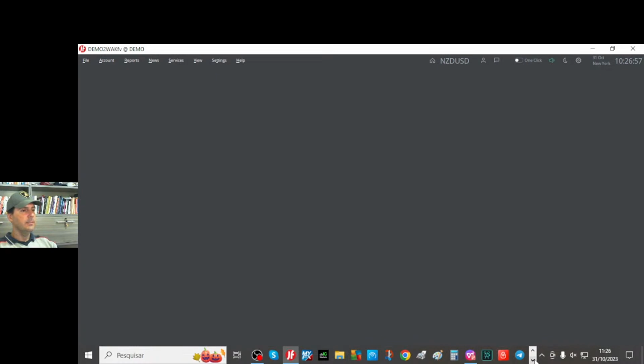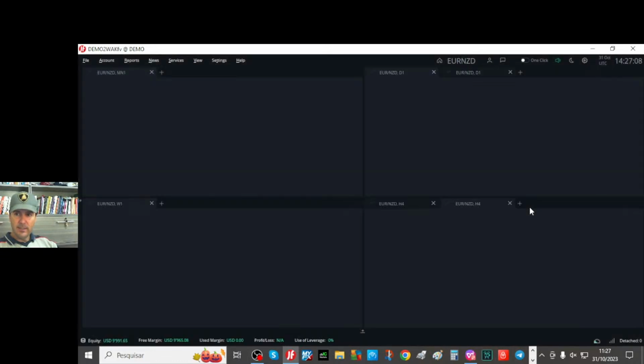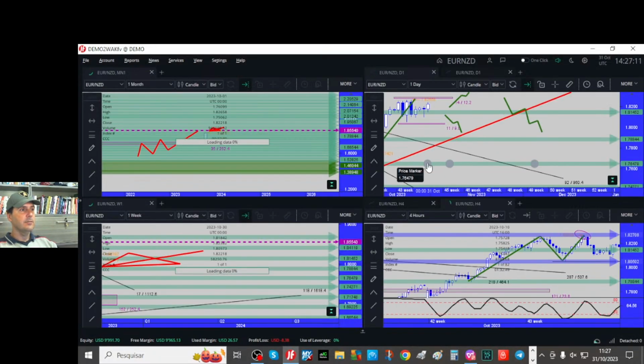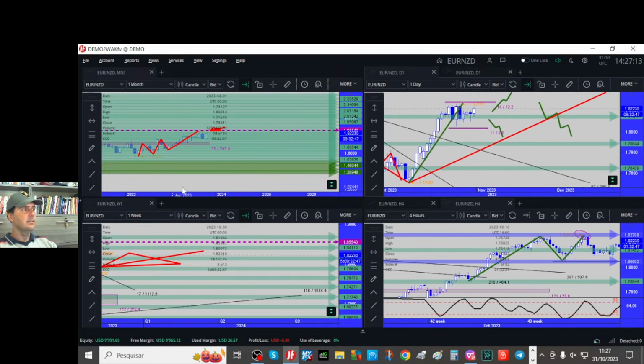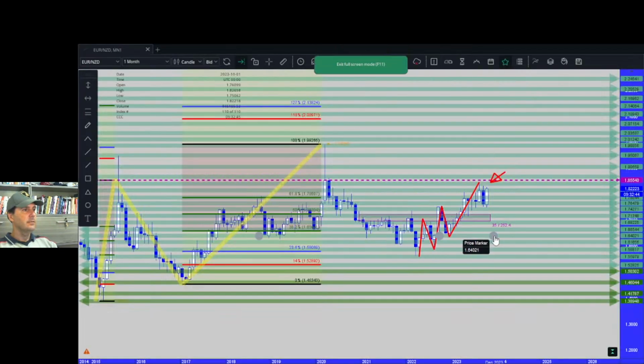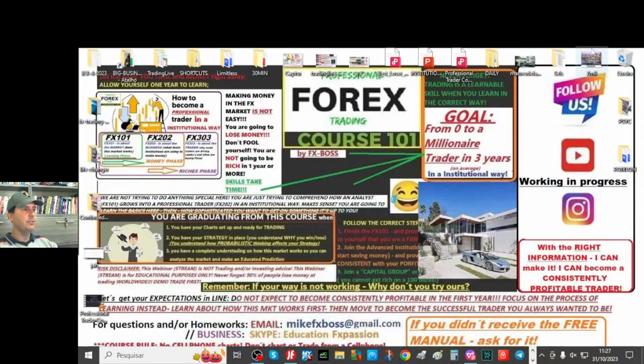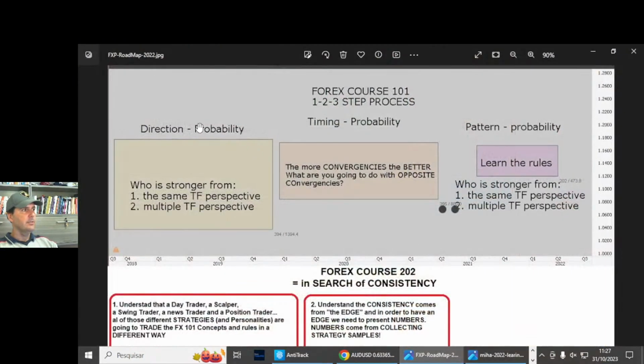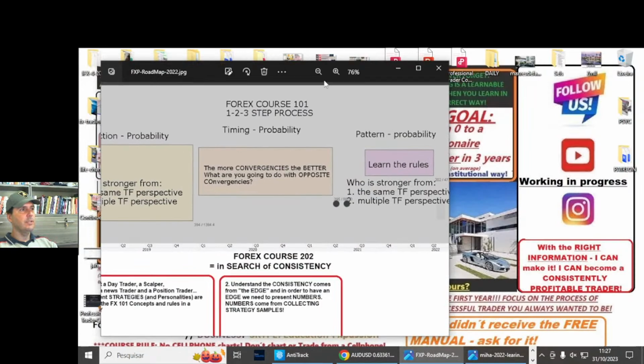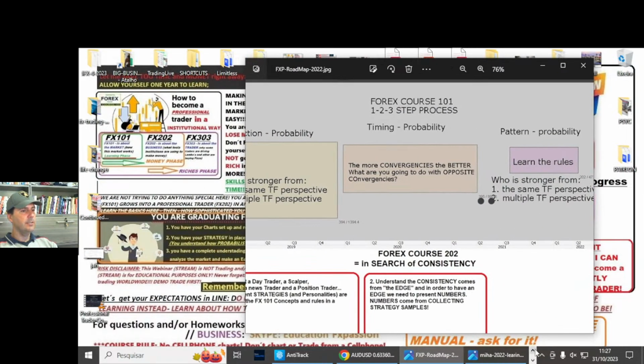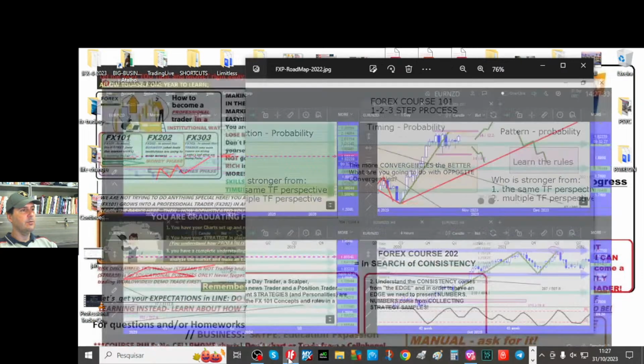Everybody, Euro NZD, give me a second, and we're going to go monthly, weekly, daily. Alright, so picture again, where is the picture? So direction, probability, we're going to do like this. Alright, direction, timing, and pattern. Alright.